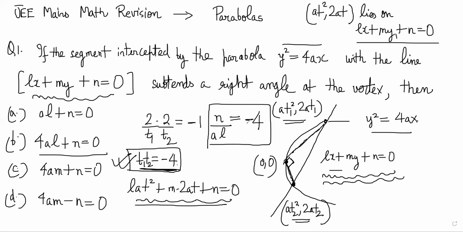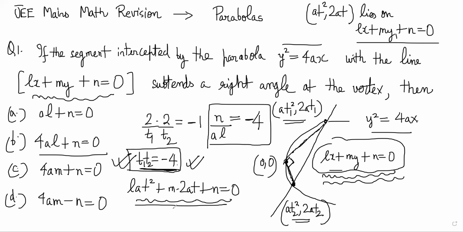So if you think of the parametric form and work with that, then the answer comes much faster. There's not much calculation required. It is just getting this condition and then saying that (at square, 2at) will fit the line equation.